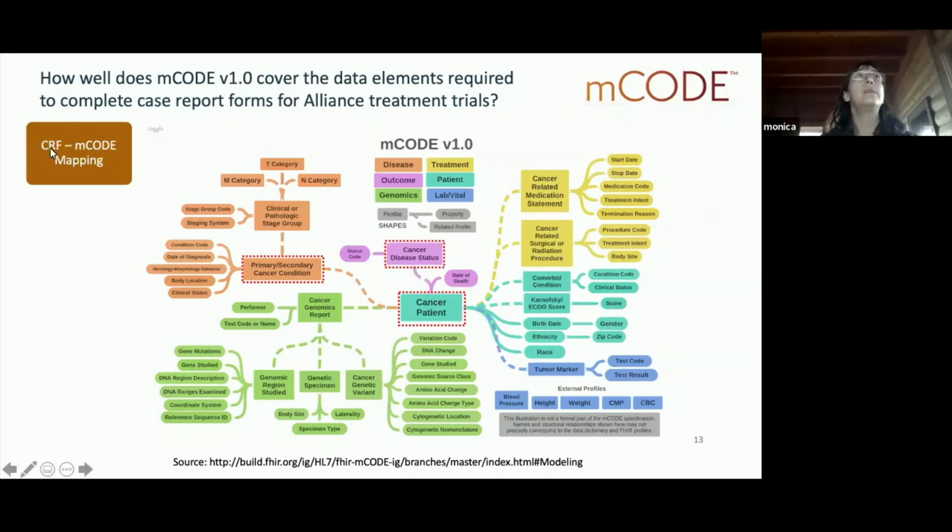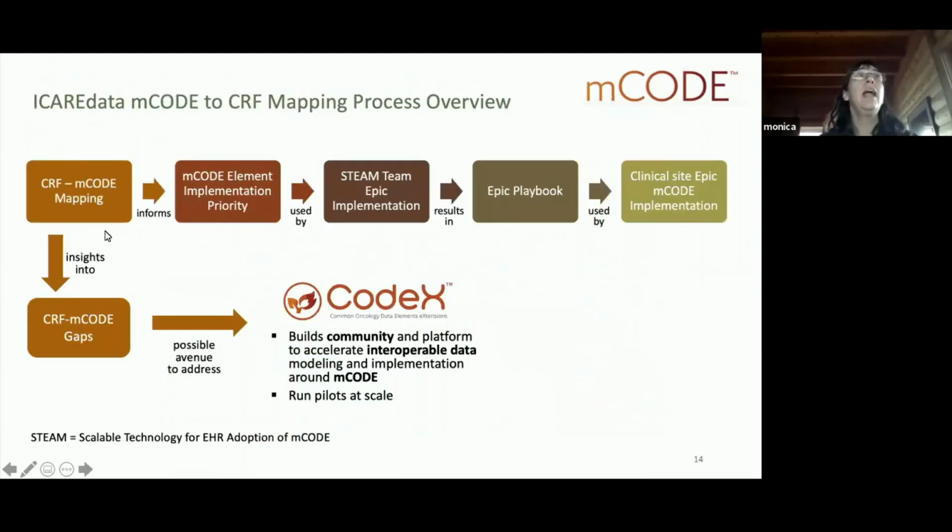So the first activity that happened was an Alliance case report form to mCODE mapping. After that mapping, we found out exactly how much data could be converted to mCODE and extracted from an electronic health record. Then, working with partners in MITRE, we developed an implementation priority to decide which elements needed to be pulled from the electronic health record. The MITRE group has a team working with us called the STEAM team, which stands for Scalable Technology for EHR Adoption of mCODE.